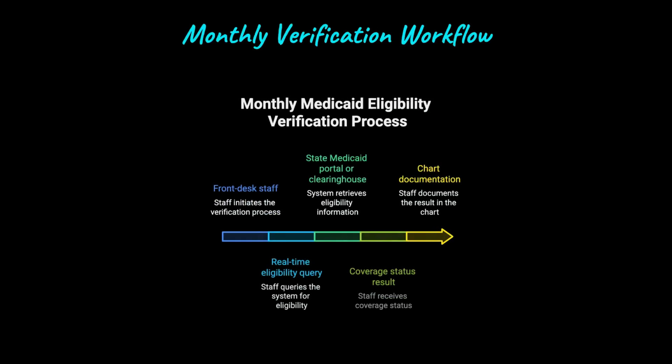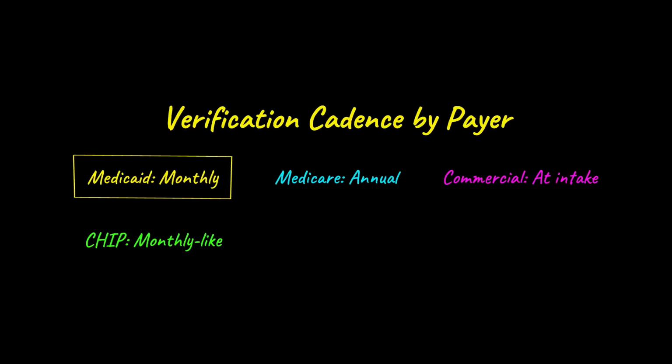Mechanically, front desk or centralized eligibility staff run a real-time query through the state Medicaid portal on the first of every month, which returns coverage status, plan name, copay amounts, and service limitations. That result gets documented in the chart so billing can match claims to confirmed eligibility. The cadence ties directly to how coverage actually behaves, not billing rules.